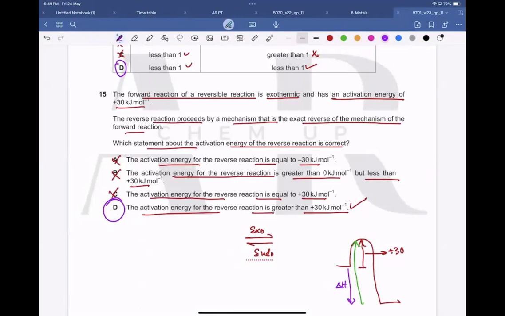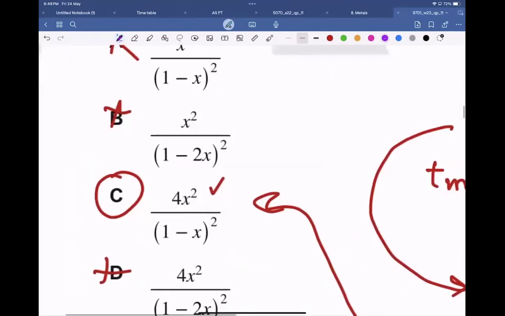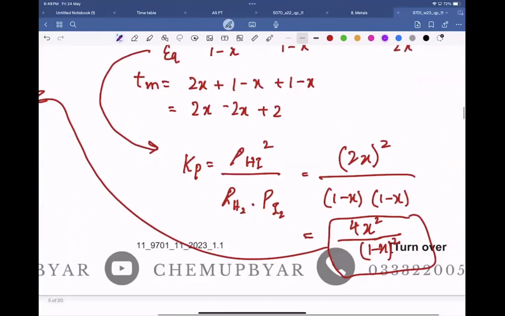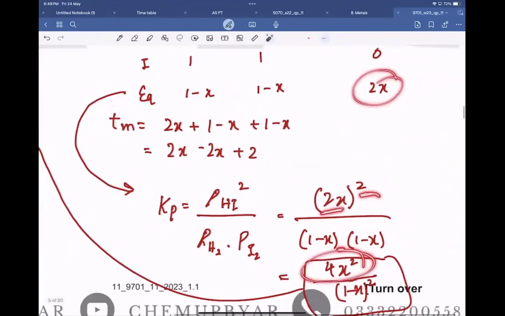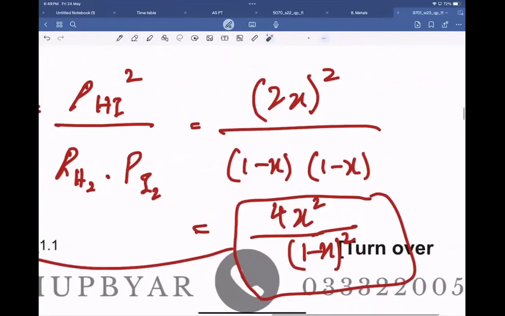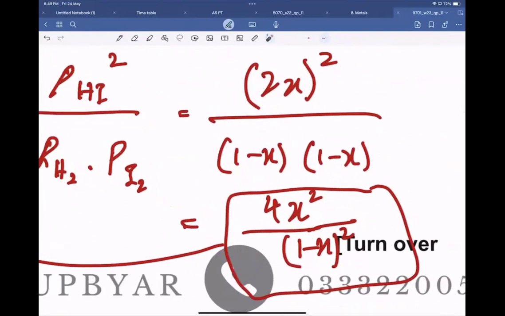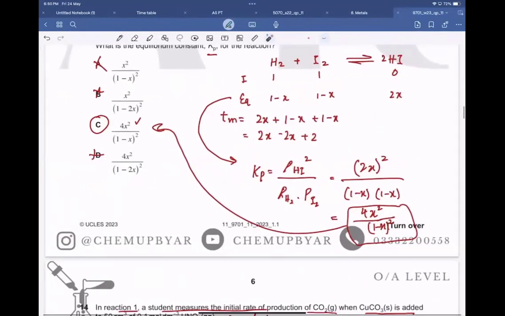No, it's 4x square. It's not 4x only, Anshara. Because see, it's a square, right? So when we put the at equilibrium, these are 2x. So when we square it, isn't it, it goes 4x square? Okay. Let me show you the whole working thing.